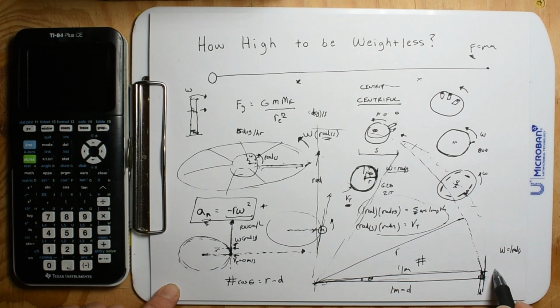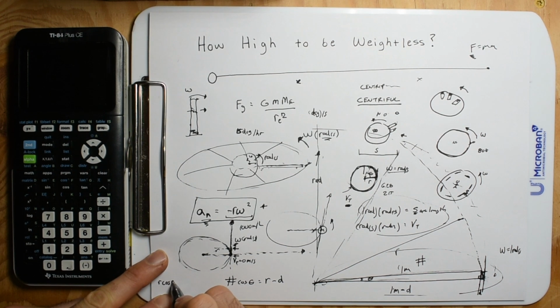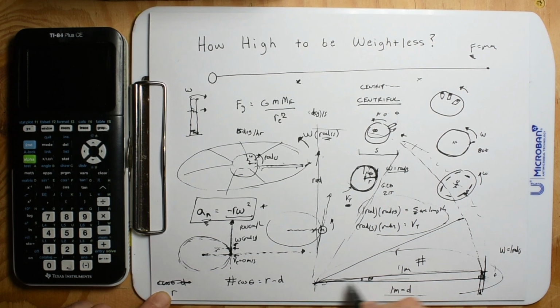Even this equation might be kind of difficult, but it's just radius cosine theta equal to this. If I'm doing it the way I'm doing it, I go radius and then cosine of that angle, that's going to equal this, and this is the radius minus D. So that's going to be equal to R minus D.